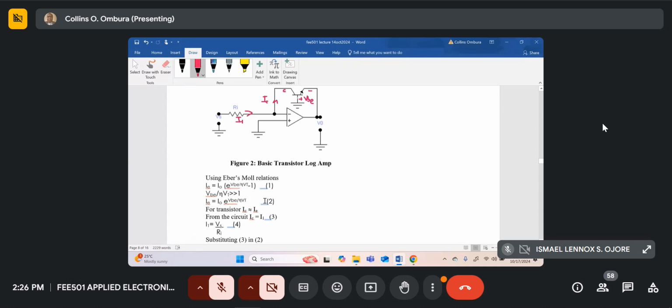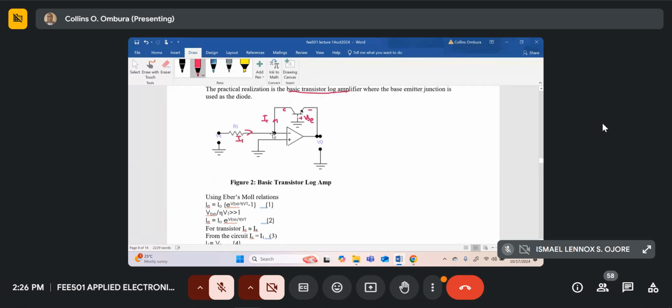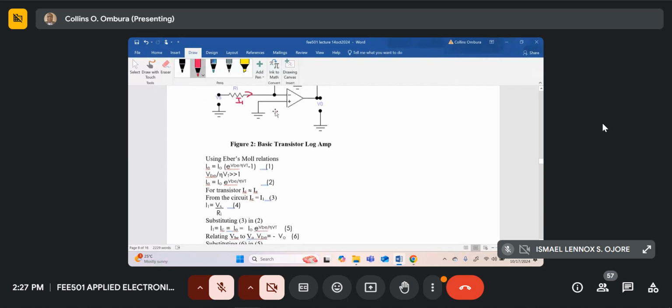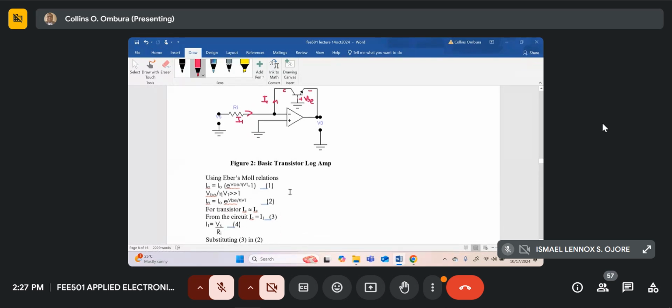Okay, now let's find out what I1 is. I1 is the current that passes through R1 due to the source V1. The inverting input is a virtual earth. So I1 is just Vs divided by R1. And this current does not go through the op-amp, assuming ideal op-amp. It passes through the collector of this transistor and goes through the emitter of the transistor. So we can write that I1 is just equal to Vs over R1.